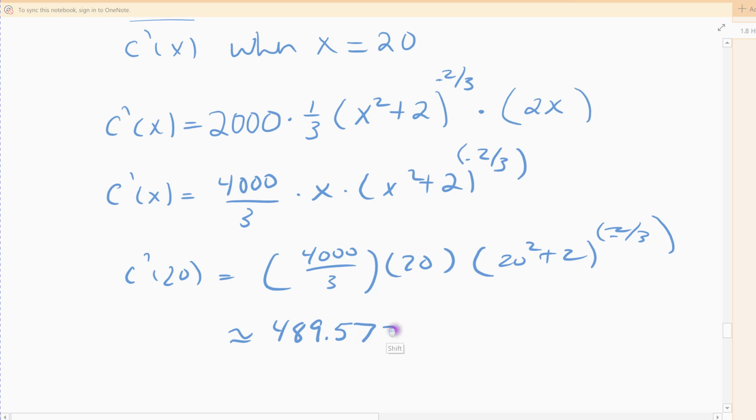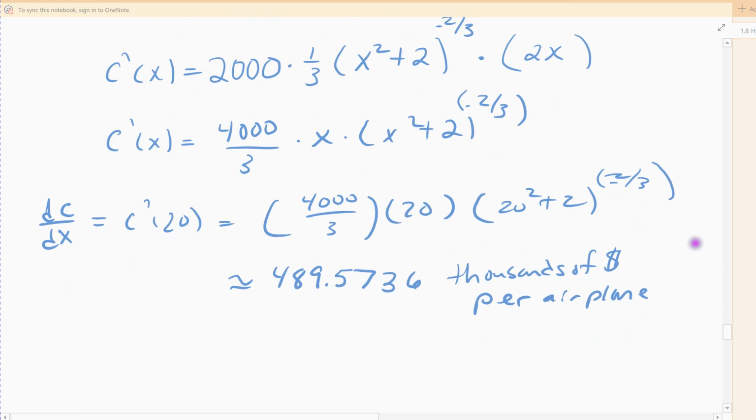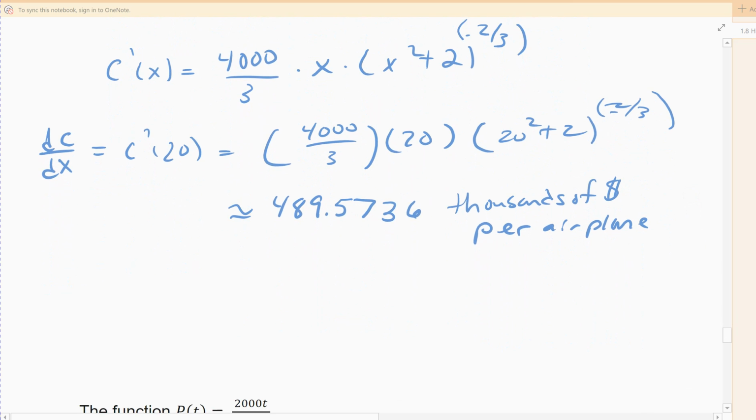489.5736 if I round a few decimal places. And remember, that's in thousands of dollars per airplane, right? Because this represents the change in cost with respect to the change in x. x represents airplanes. And so it's the change in cost. Cost is in thousands of dollars. So change in cost in thousands per change in x. So x represents number of airplanes produced, and per airplane. So that's how you write that answer out as a statement.